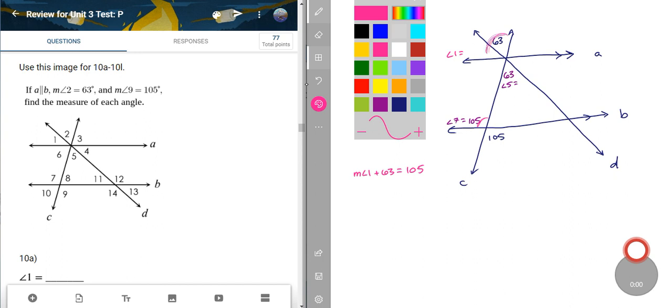And so if I subtract the 63 from both sides, we'll see that the measure of angle 1 is equal to 42 degrees. So there's 42. Now I have a vertical angle, so that's also 42. That's for angle 4.